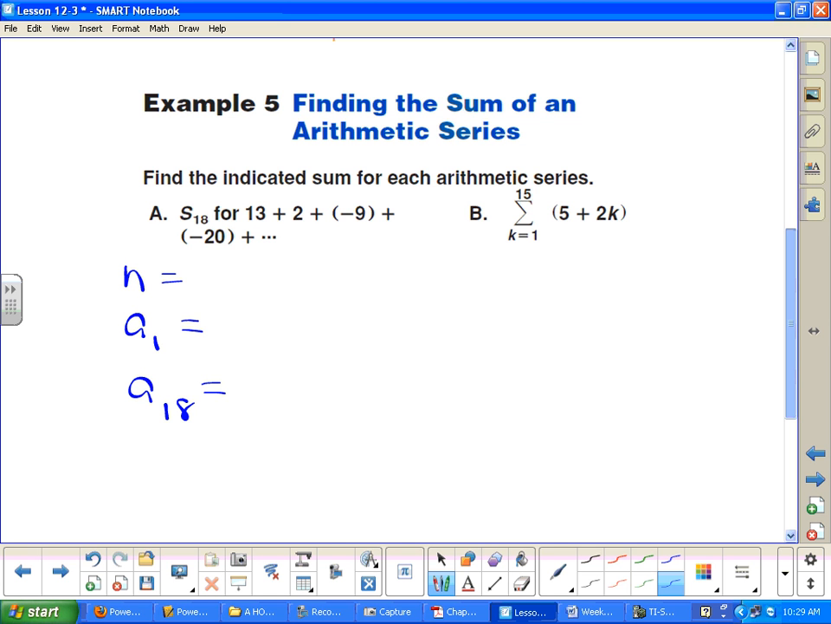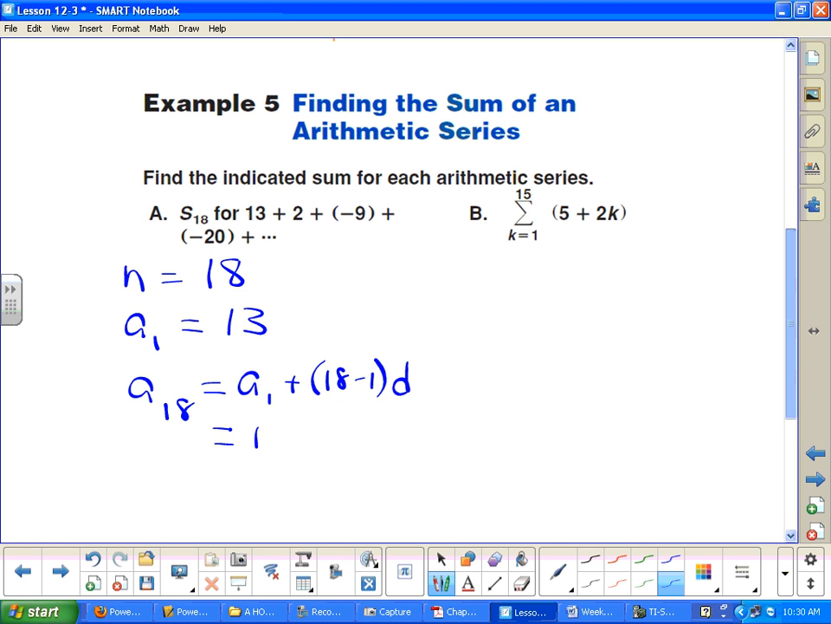Since I'm trying to find the sum of the first 18 terms, n is 18. The first term is 13. That's nice of them to tell us what it is. Then we need to find the 18th term. Well, I can do that many ways. I could just keep doing what they're doing as far as the common difference, or I could use the formula. So a sub 18 would equal a sub 1 plus 18 minus 1 times whatever d is.